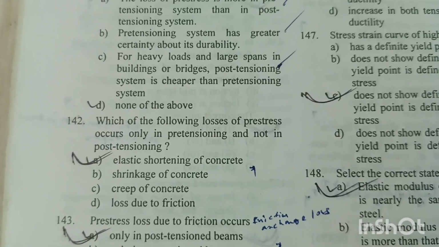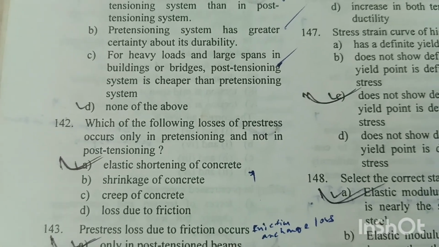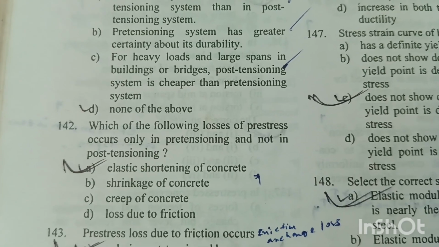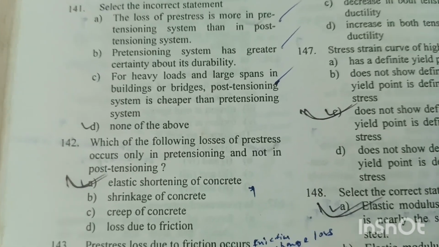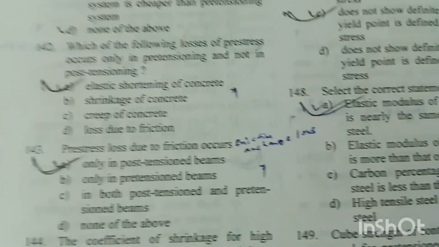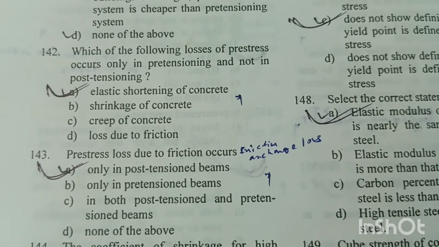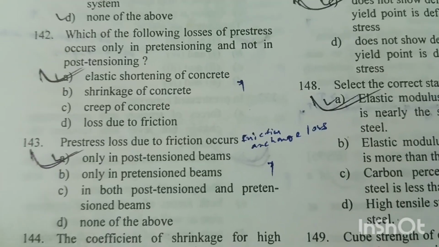Question number 142. Which of the following losses of pre-stress occurs only in pre-tensioning and not in post-tensioning? Elastic shortening of concrete. Option A is right answer. Question number 143. Pre-stress loss due to friction occurs only in post-tension beams. Option A is right answer.